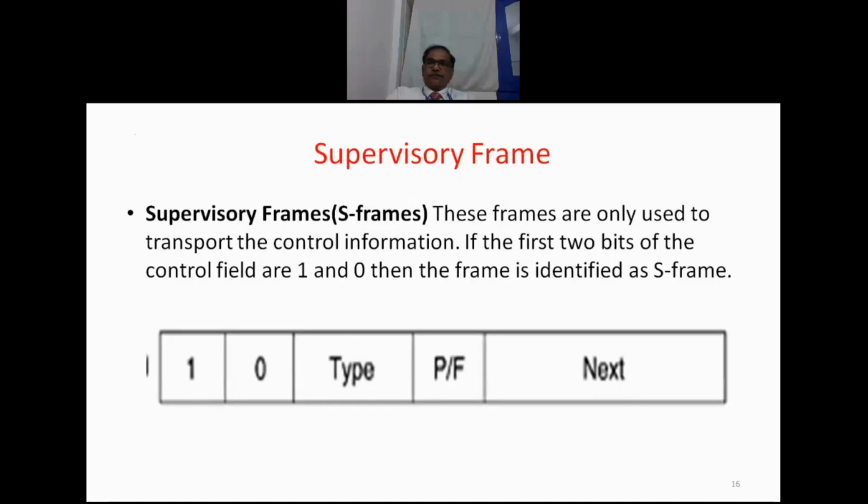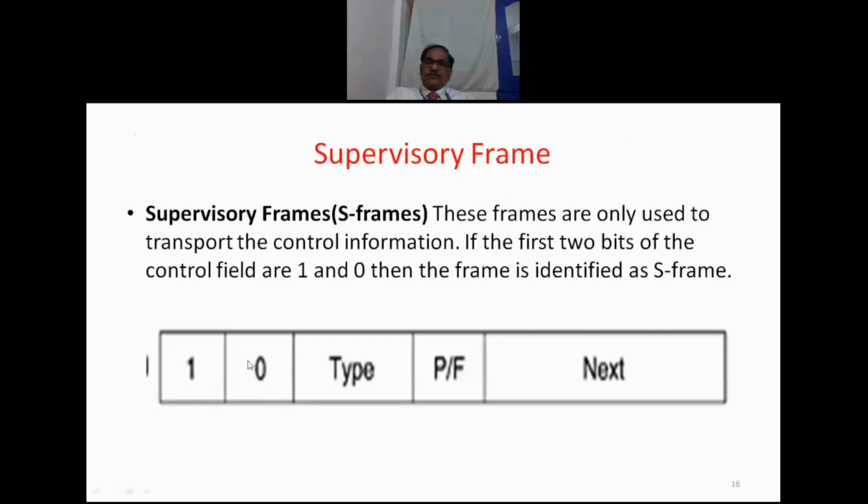Next is the supervisory frame. In the control field, if the first bit is 1, it is supervisory or unnumbered; if the first bit is 0, it is an information frame. If the first bit is 1, then the second bit comes into the picture. If the second bit is 0, it is supervisory; if the second bit is 1, it is unnumbered. So 1 0 means supervisory, 1 1 means unnumbered, and first bit 0 means information.